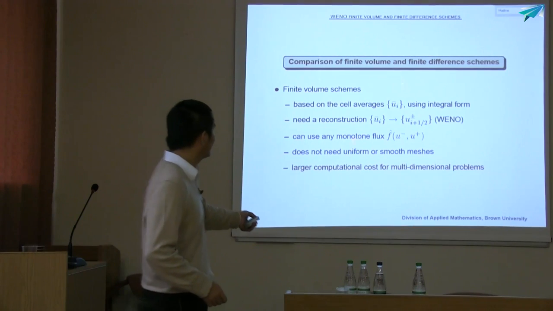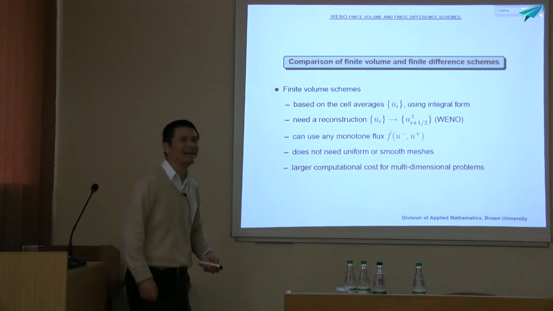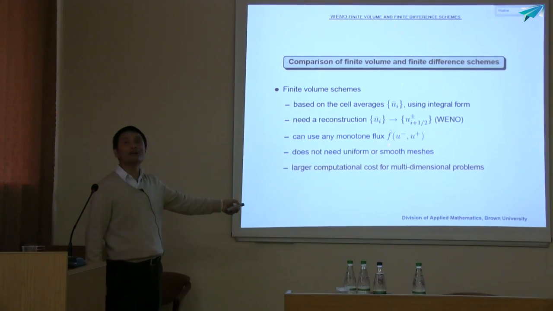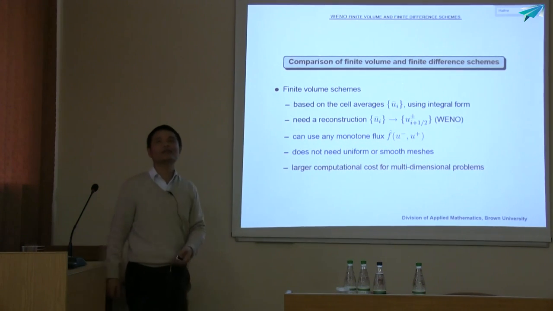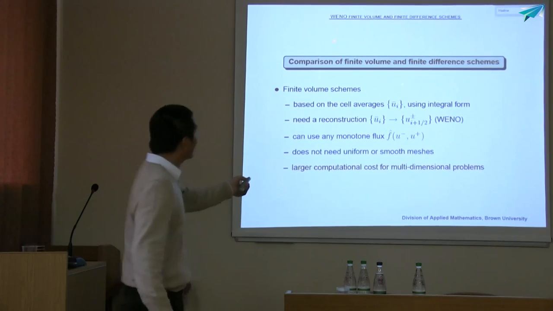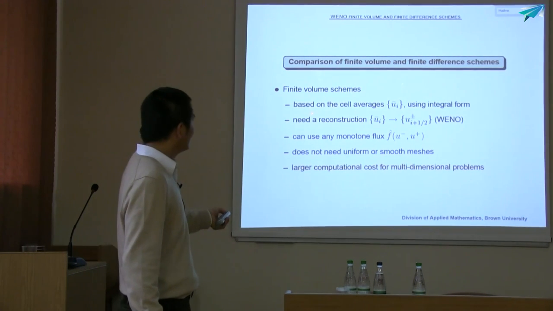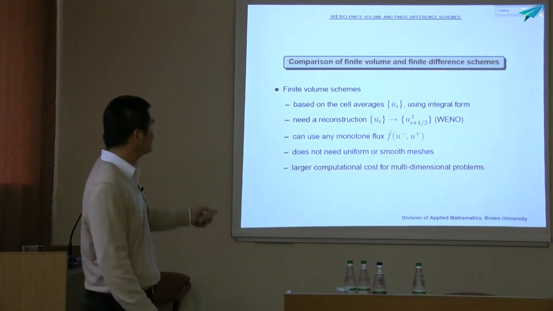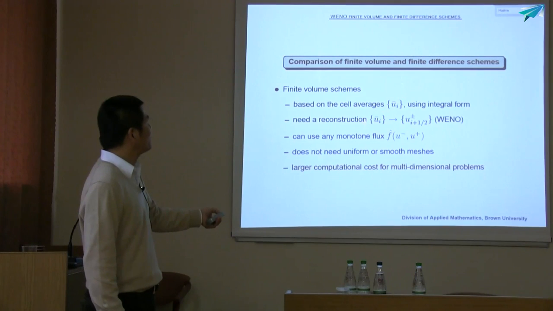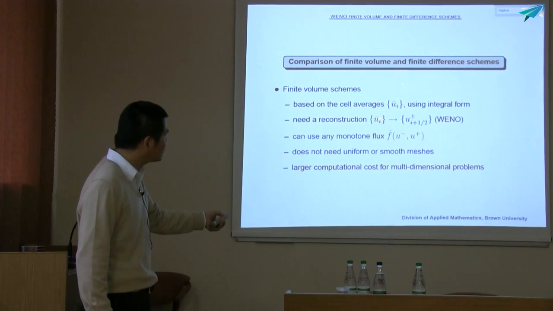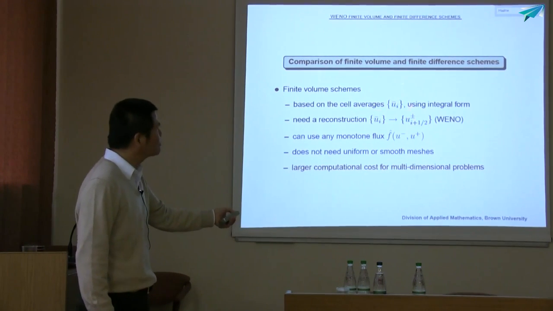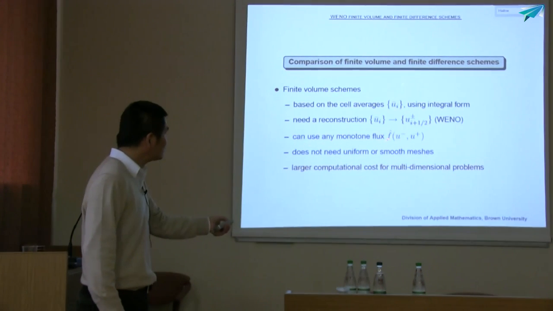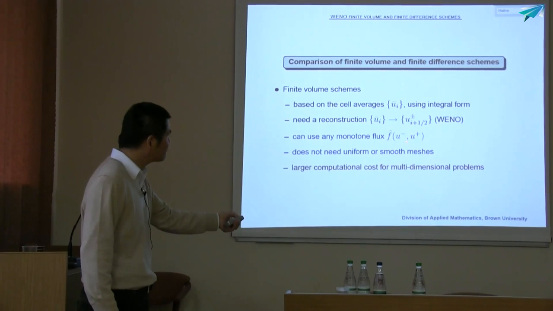What is this color? Blue. This color will be the good ones, good properties. And this red color will be the not so good properties. So for finite volume schemes, it's based on cell averages. These are facts, right? These black ones are just stating the facts. It's based on cell averages, based on reconstruction from cell averages, to two point values, from minus, from plus, two different reconstructions. You can use any numerical flux F hat on these numbers.